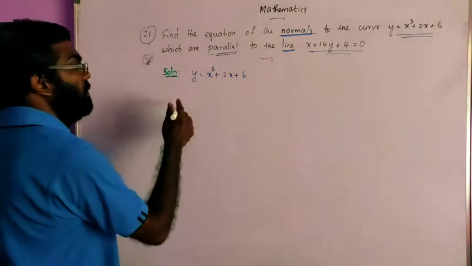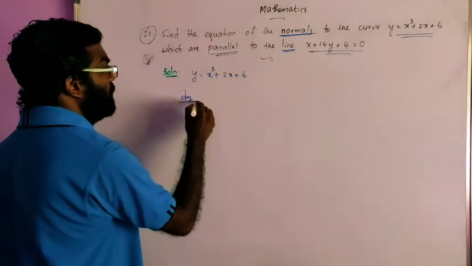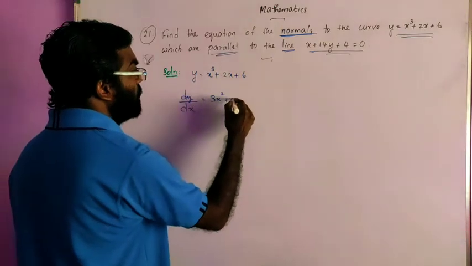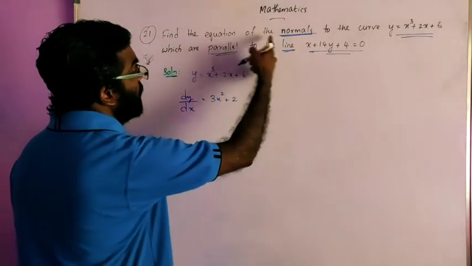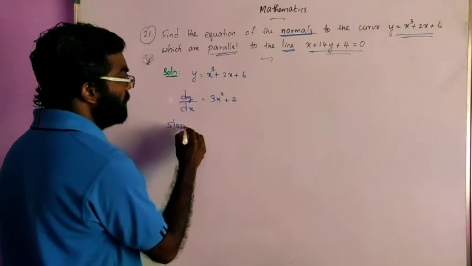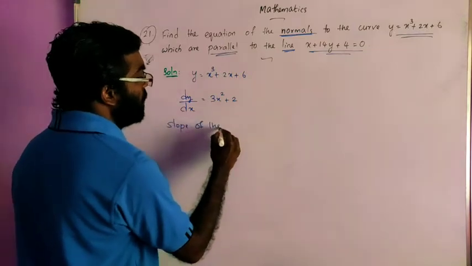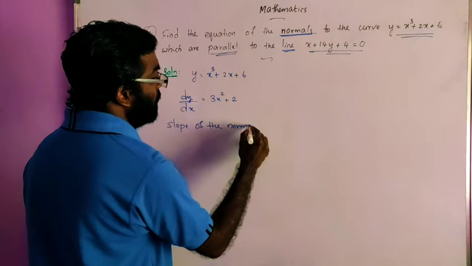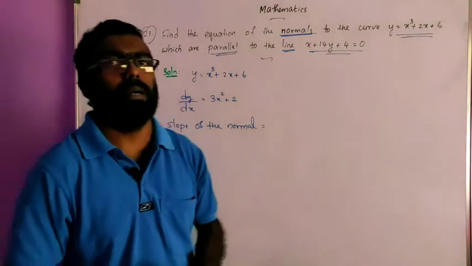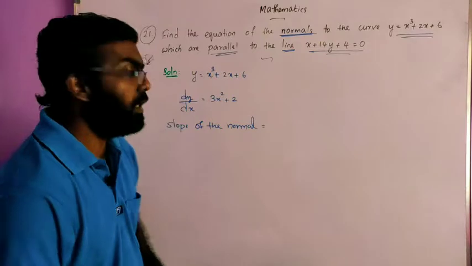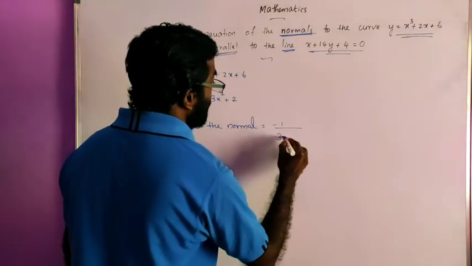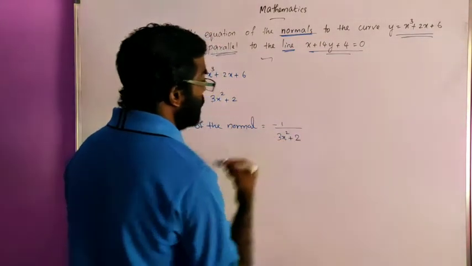So from this curve we can find dy by dx. dy by dx is equal to 3x square plus 2. Here we have to find the equation of the normals. So we can write the slope of the normal first. Slope of the normal is equal to, we all know the slope of the normal is given by minus 1 by dy by dx. So here we can write minus 1 by 3x square plus 2.